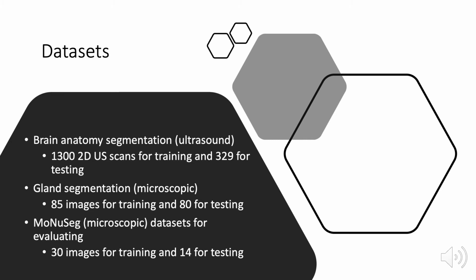The datasets that they use are the brain anatomy segmentation, which contains 1,300 scans for training and 300 for testing, gland segmentation, which uses microscopic imaging, and MoNuSeg, which is a microscopic dataset as well. So one thing to note is that these are very limited datasets with just a handful of images.